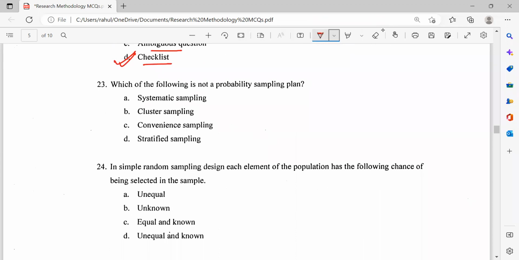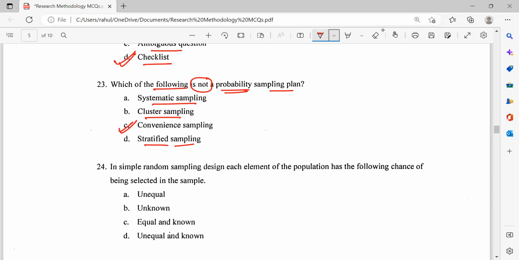Question number 23. Which of the following is not a probability sampling plan? Systematic sampling is a probability sampling plan. Cluster sampling is also a probability sampling plan. Stratified sampling is also a probability sampling plan. But convenience sampling is not a probability sampling plan. So option C is the correct answer for this.